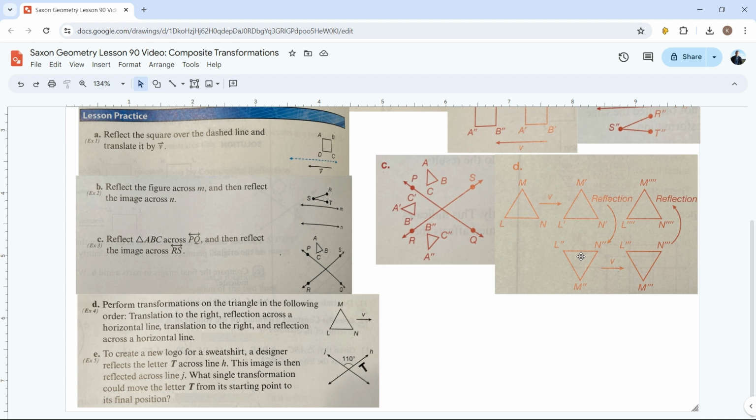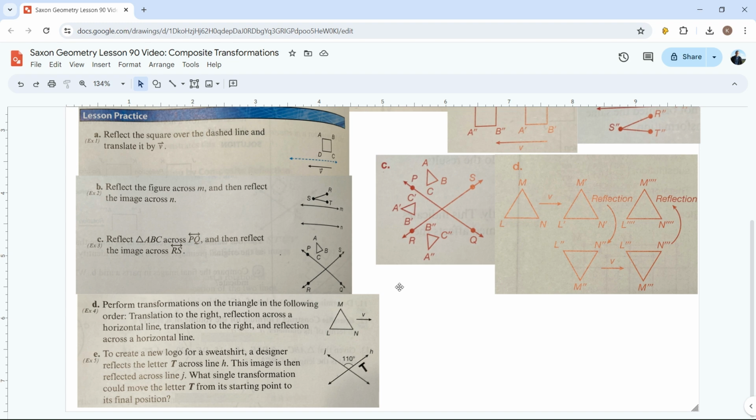Because the only other change we made to this was two translations to the right, notice that it says M quadruple prime, L quadruple prime, N quadruple prime, because we did four different transformations on this. Notice, though, that we could have just moved it to the right twice by vector V because the reflections undid each other. When you reflect twice across the same line, the reflections undo each other. Even if you don't do them in a row, you're still going to undo your original reflection. So it could have just been a translation to the right by whatever 2 times vector v was.